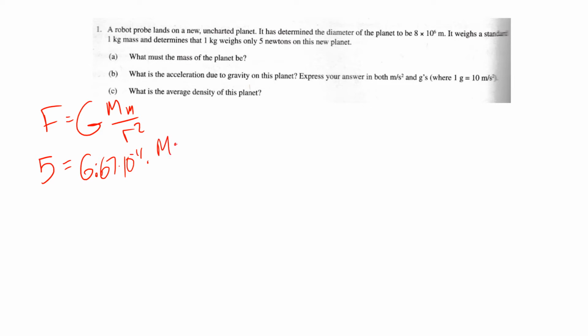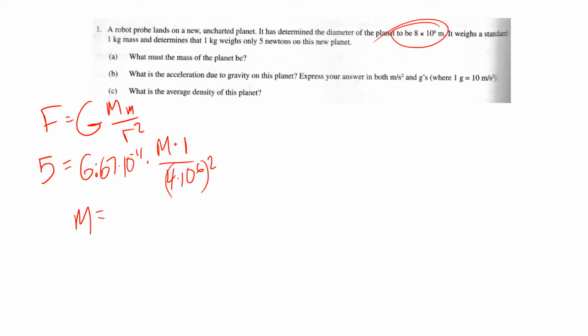Easy. So we're doing some gravity stuff here. F is equal to big G, big M, little m over r squared. We know the force of attraction is 5, G is 6.67 times 10 to the minus 11, times big M for the mass of the planet, times 1 because that's the mass of the weight. And the radius, this is the diameter, so the radius is going to be 4 times 10 to the 6, squared. Solve, solve, solve.